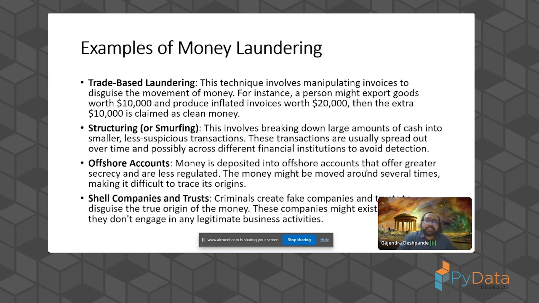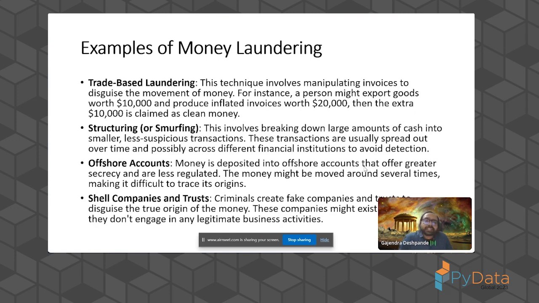So now let's see what are the examples of money laundering. The first example is trade-based laundering. This technique involves manipulating invoices to disguise the movement of money. For instance, a person might export goods of $10,000 and produce an inflated invoice of $20,000, and then the extra $10,000 can be claimed as clean money.